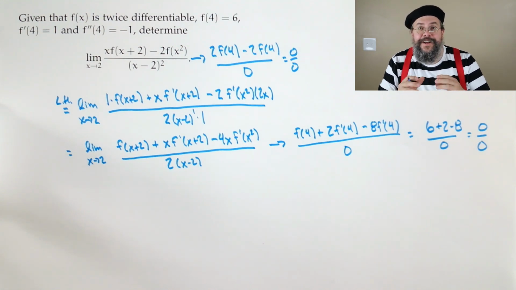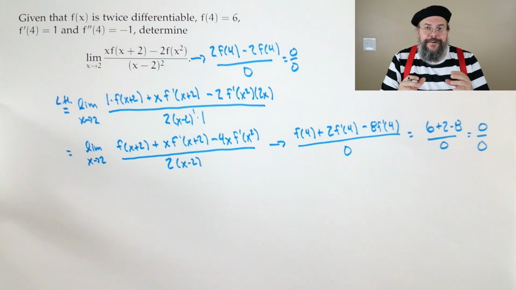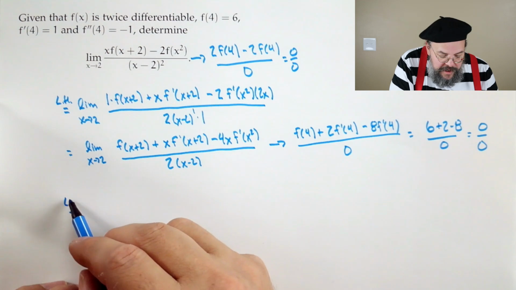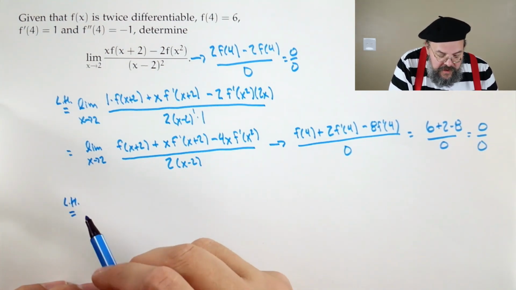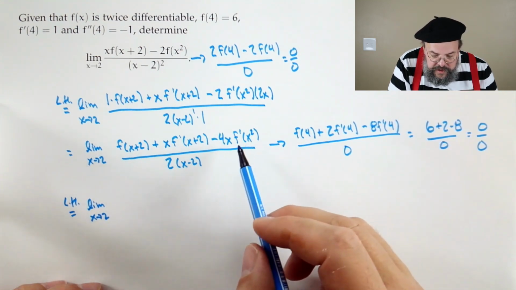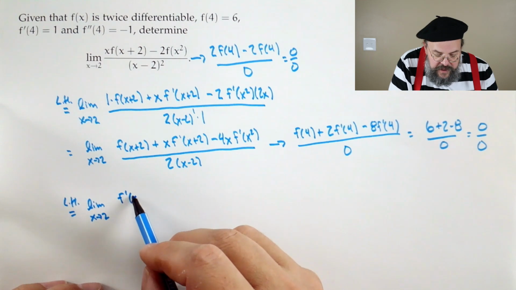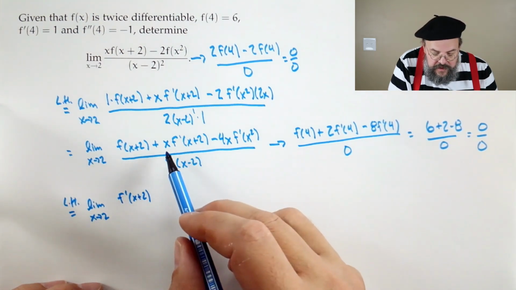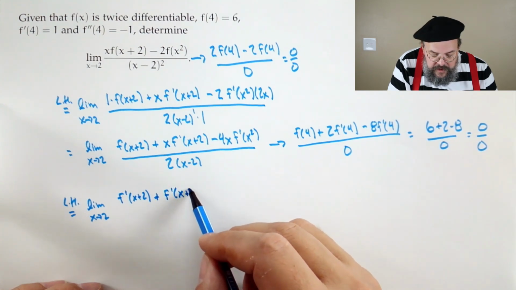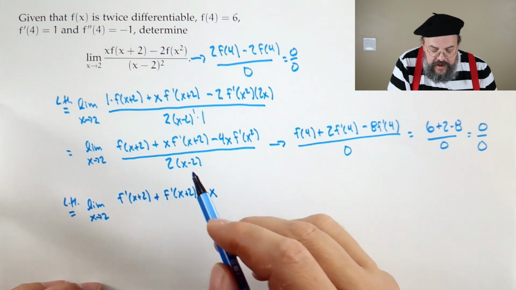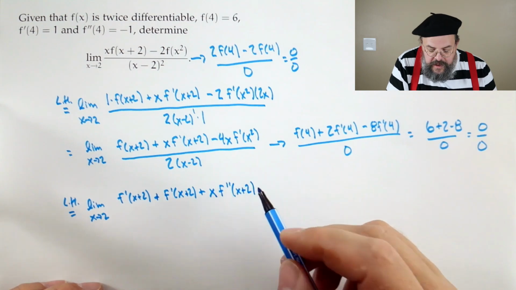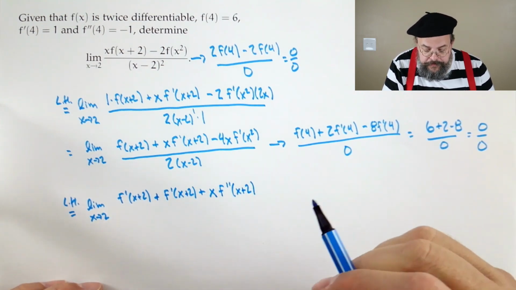Well, of course, we call out L'Hopital. What a beautiful thing. So we apply L'Hopital once more. So what is that? Well, limit as x approaches 2. Take the derivative of the top. f prime of x plus 2. Product rule. The derivative of the first is 1, so it'll be 1 times f prime of x plus 2. Then plus the first, x, times the derivative of the second. Well, that'll be f double prime of x plus 2. And of course, chain rule says multiply by 1.